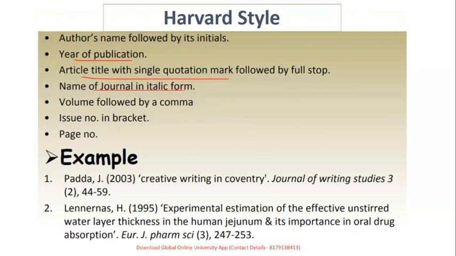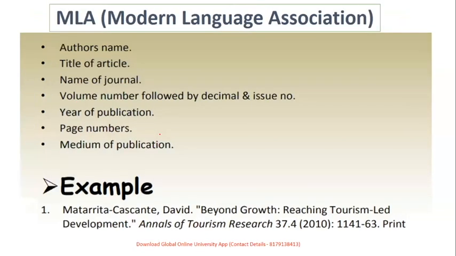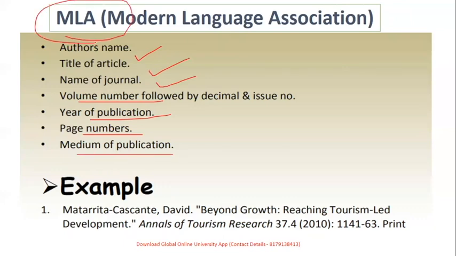The name of journal has to be in italics. Volume should be followed by a comma, issue number in the bracket, and page number. So this is how it goes in the form of Harvard style. MLA, that is Modern Language Association, where your author's name, title of the article, name of the journal, volume number, year of publication, page number or medium of publication should be reflected. It is in the form of MLA style.